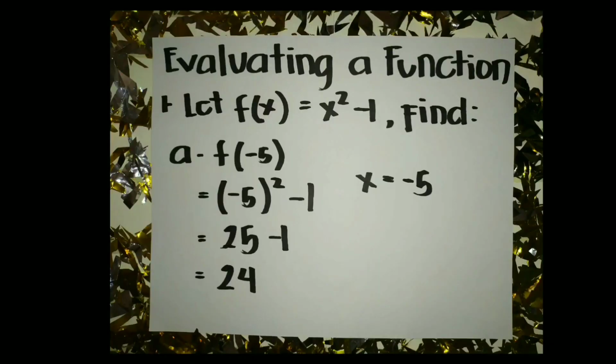Let me give you an example. Let's find the value of f of x wherein x is equal to -5. In f of x is equal to x squared minus 1, substitute -5 in place of x. Then perform the operations. Therefore, the final answer is 24.